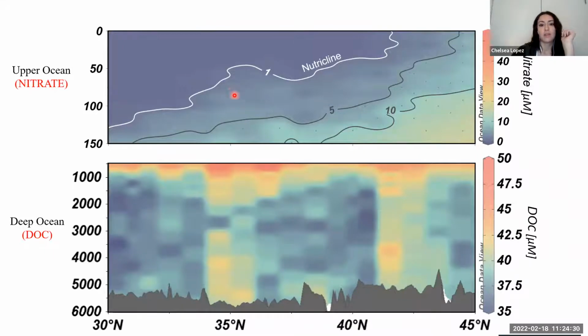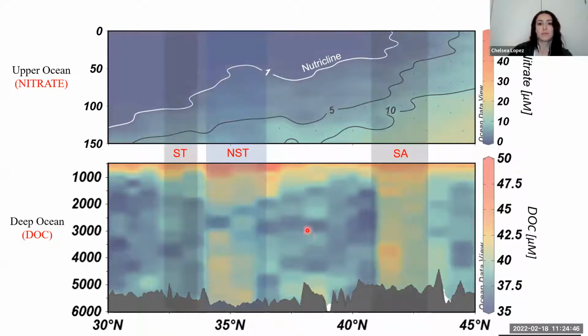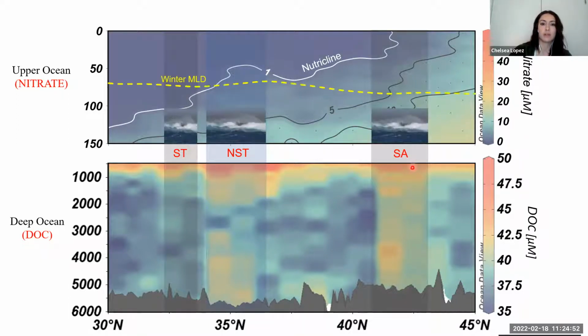And then here I'm just showing you that DOC profile again, and this is deep ocean. I'm focused mostly below 1,000 meters, so this would be your bathypelagic water column. Remember, you have these two vertical enhancements in DOC. I'm pointing out here each of the three fronts, turbulent water. And then here's the winter mixed layer depth. Remember that these observations are from springtime.